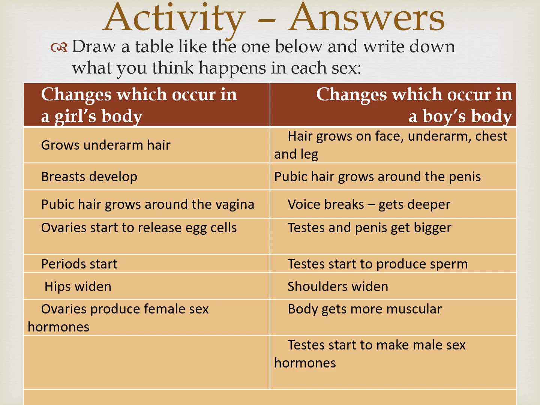They'll grow pubic hair around the vagina. Their ovaries will start to release egg cells. Okay, egg cells are the female sex cell, and we'll talk about that a bit later, but the ovaries start to release those egg cells. Okay, their periods will also start, their hips will widen, and the ovaries will produce female sex hormones. Okay, so these are all the physical changes that occur in females.